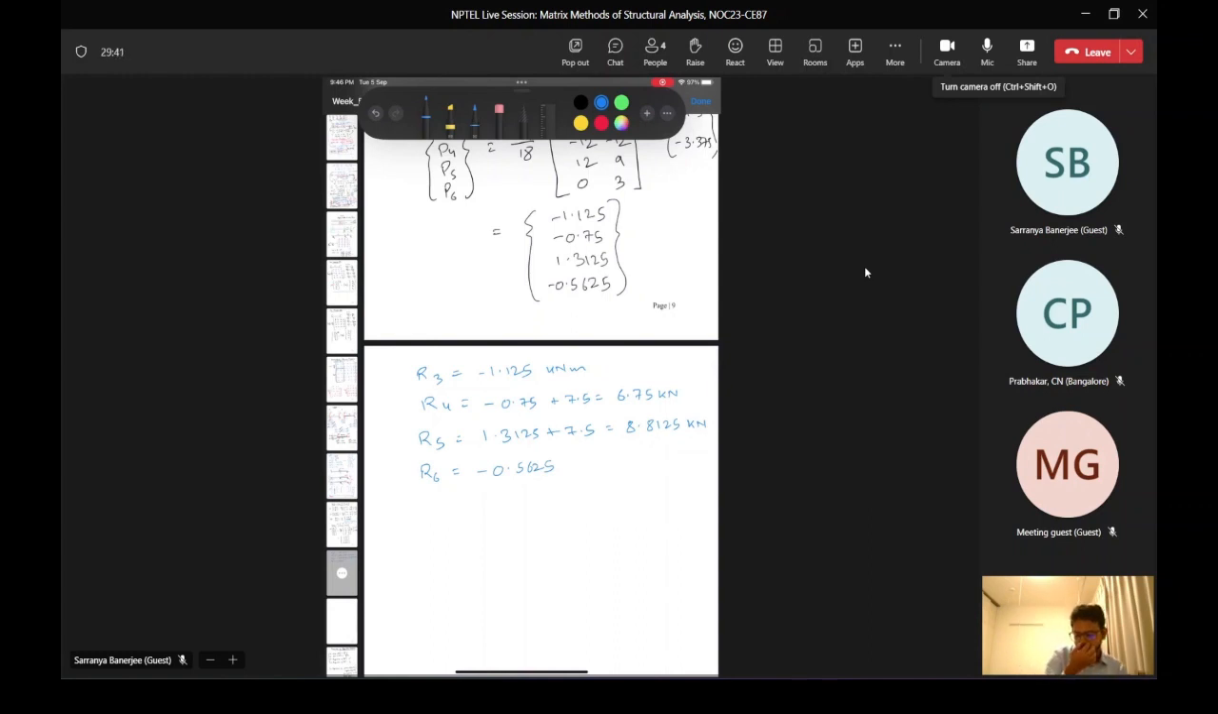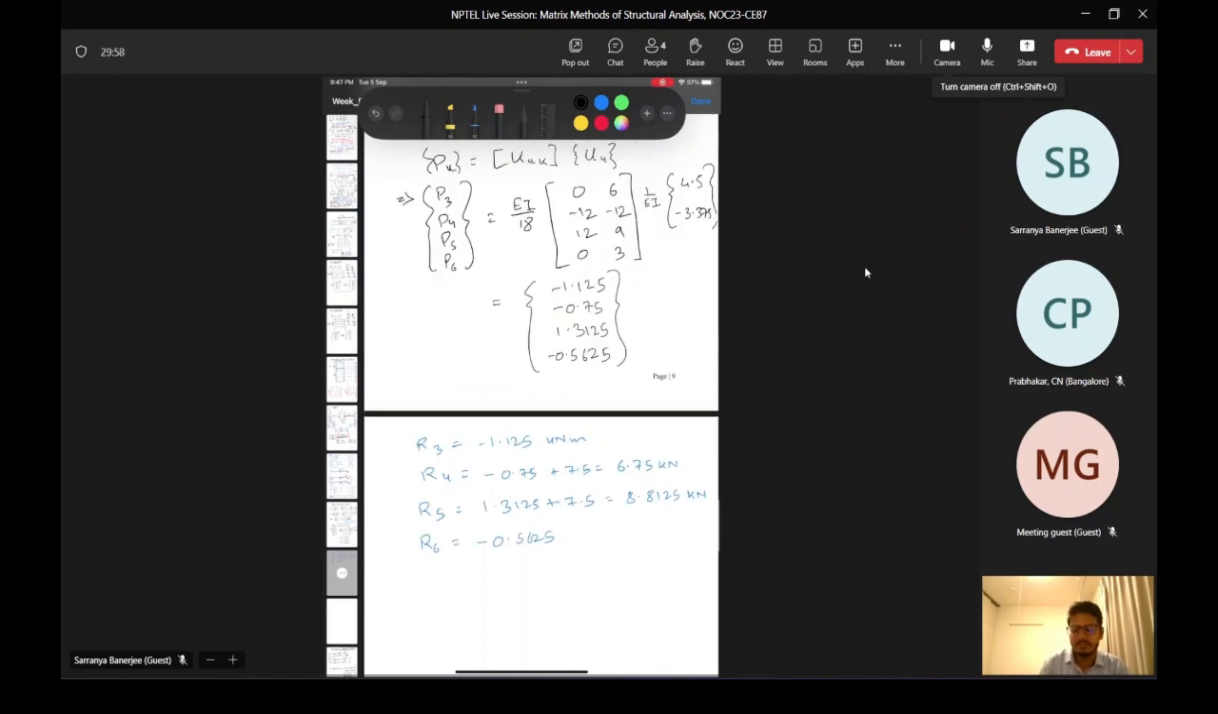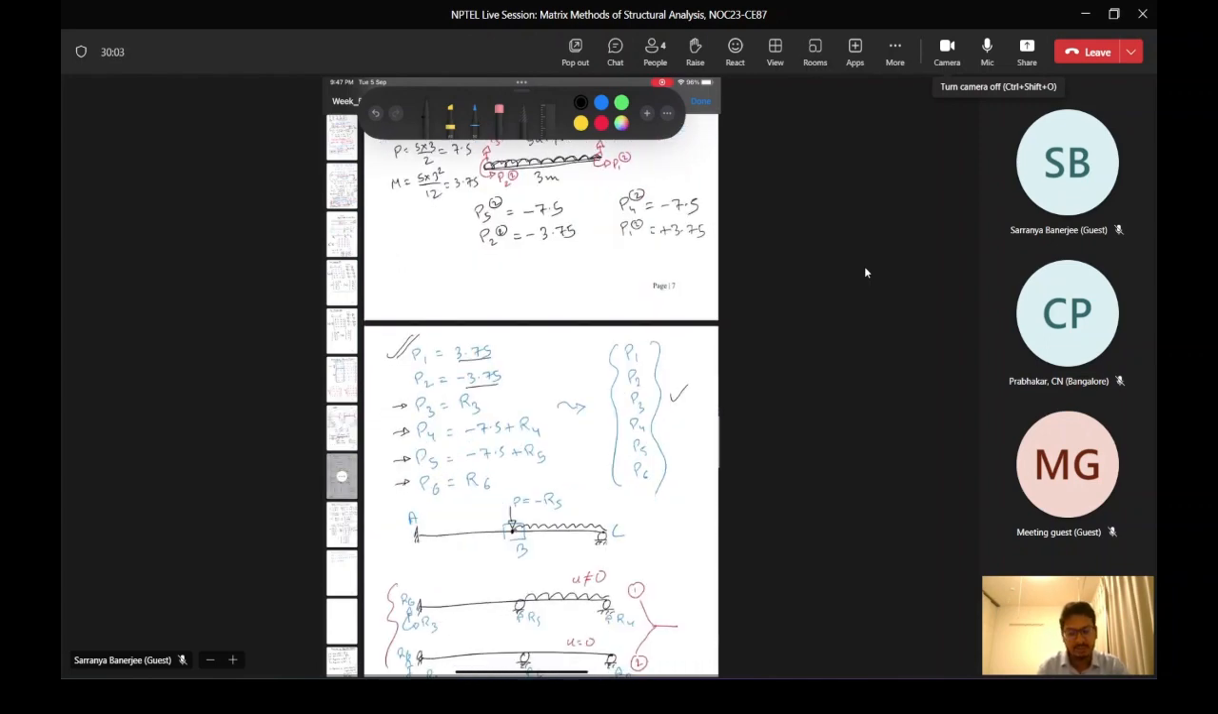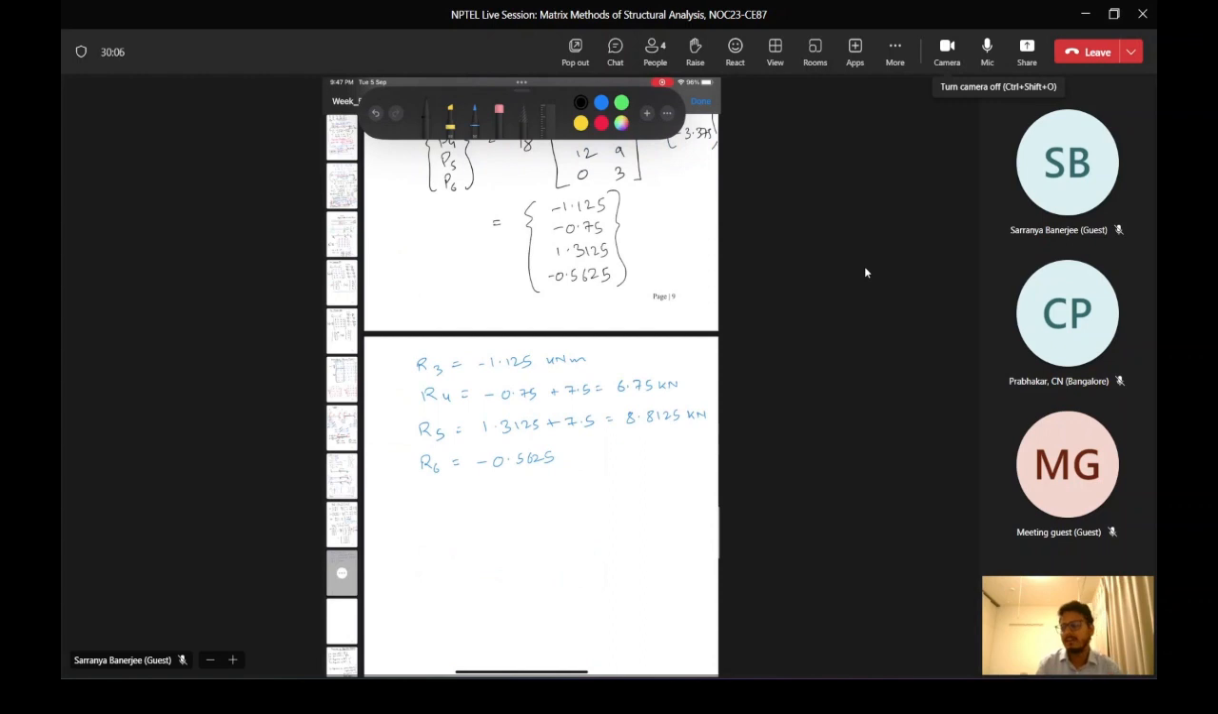Okay. So R3 and R6 did not have any other moments or forces associated with them, so they are directly the loads P3 and P6. However, the others had the extra fixed end moments or forces, which we have already discussed quite extensively in the last class. So till this part it is clear how to find the different unknown displacements and unknown reaction forces.